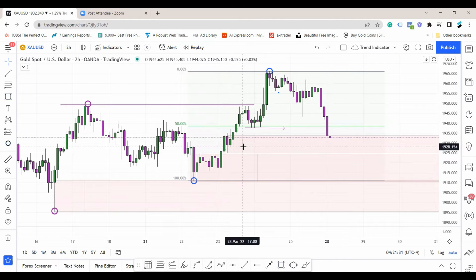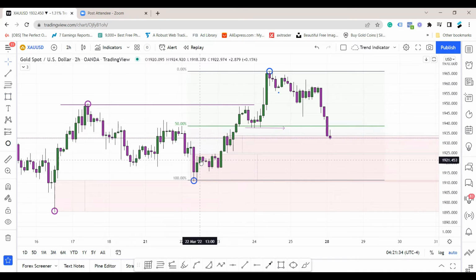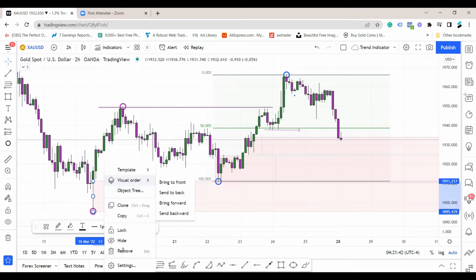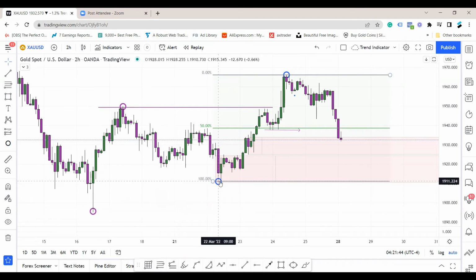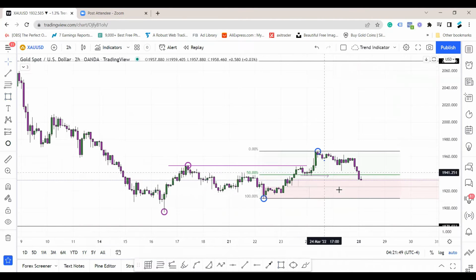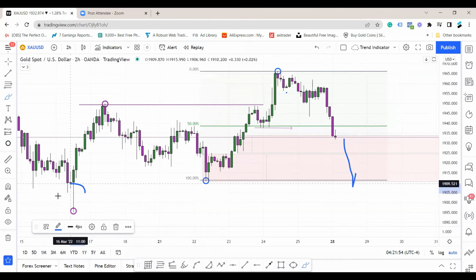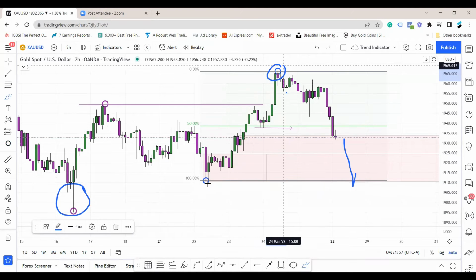Okay. So we have a potential demand, another final demand which is here, right? But this is a different range. This range is considered only when this low is being taken out. But right now we are only working with this range, right? Unless price comes down all the way and takes out this low, then we work on this last demand. But right now we are working on this, right?